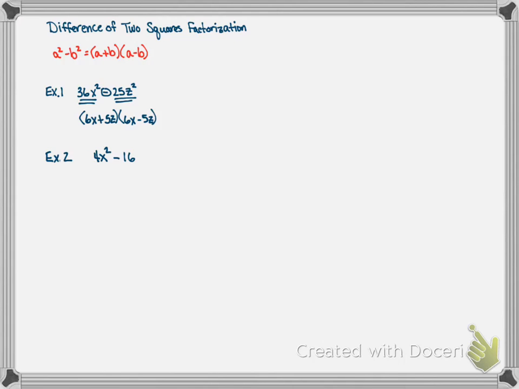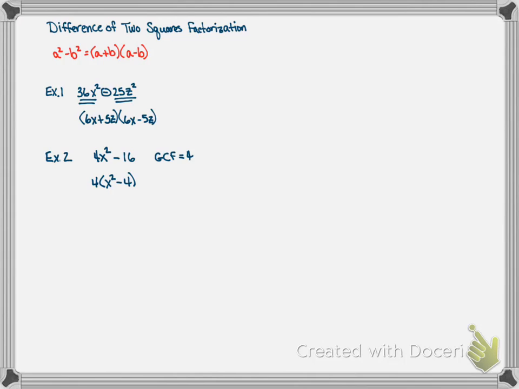Example 2, 4x squared minus 16. So remember, whenever you're factoring, the first thing you really should always do is check for a greatest common factor. Here we have one. It's 4, because 4 goes into both 4x squared and 16. So write down the GCF, write down your parentheses. 4x squared divided by 4 is x squared. 16 divided by 4 is 4, so it factors to 4 times x squared minus 4.